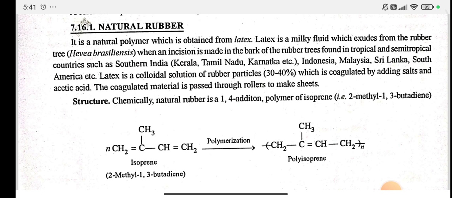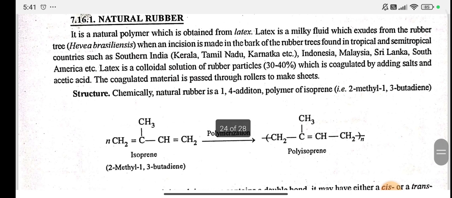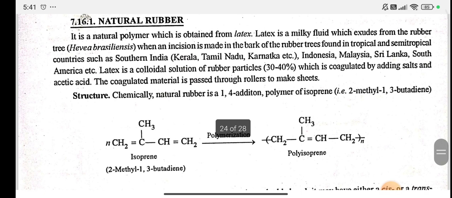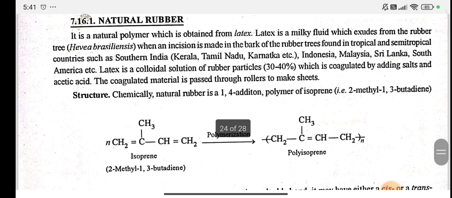Latex is a colloidal solution of rubber particles which is coagulated by adding salts and acetic acid. The coagulated material is passed through rollers to make sheets. Chemically, natural rubber is a 1,4 addition polymer of isoprene.